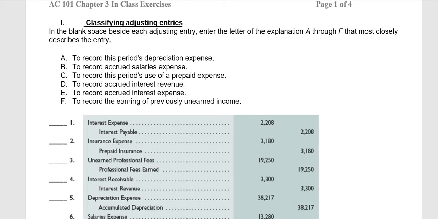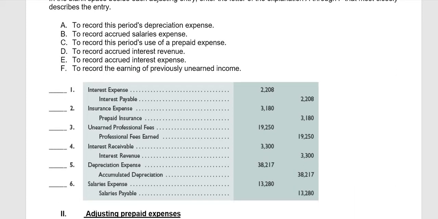To record this period's depreciation expense. Well, that looks like right there, doesn't it? Debit depreciation expense, credit accumulated depreciation. So that's A. That is number 5.